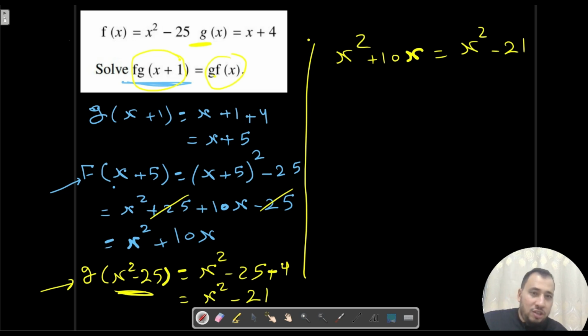This is an equation, so the two sides are balanced already. I have here x squared and here x squared. So if you remove x squared from both sides, the equation is still balanced. That's why I can simply cancel them.